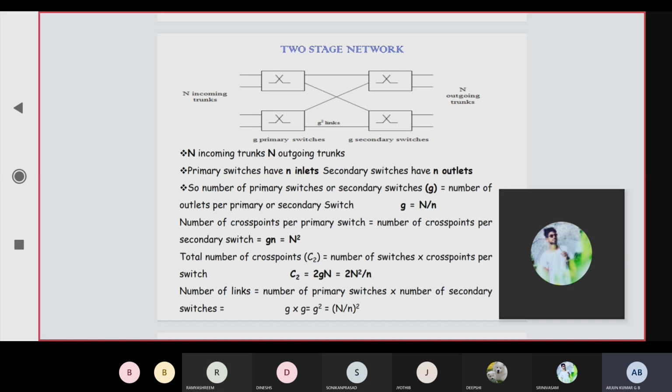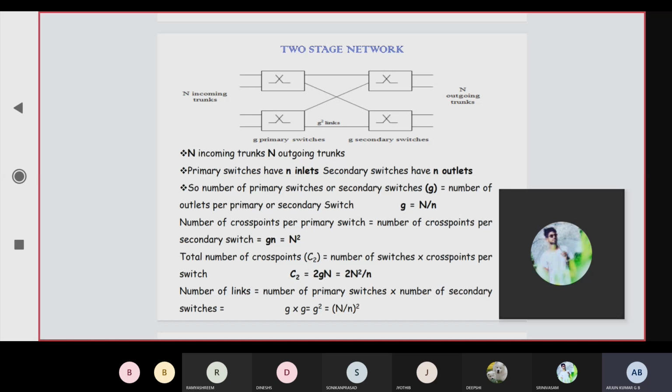In this case we are considering that the primary switches have n inlets and the secondary switches have n outlets. The total number of primary switches and the total number of secondary switches depend upon the number of inlets. Now we conclude how many switches there are on the primary side and how many on the secondary side.